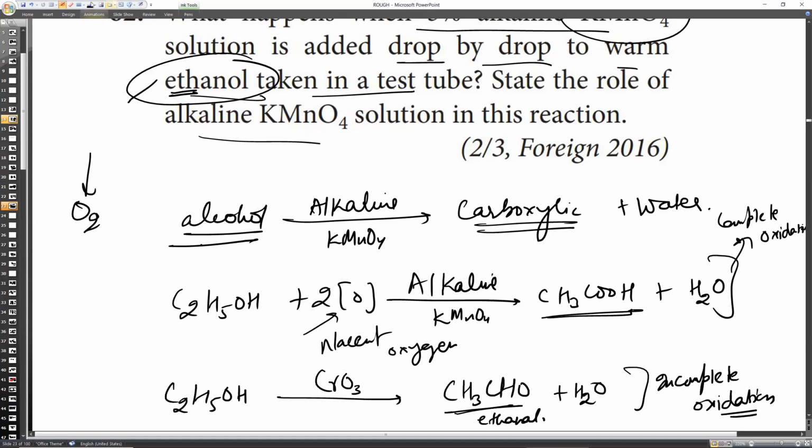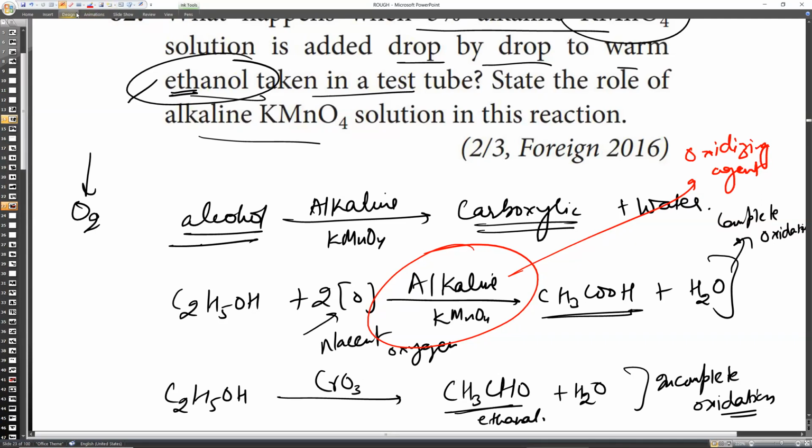So the question here is: what is the role of alkaline KMnO4? It is acting as an oxidizing agent, not as a catalyst. This question is asked many times. They may ask in a different manner, like what is written on the arrow, or what is the role of this substance. It is acting as an oxidizing agent. If I ask why it is not acting as a catalyst?